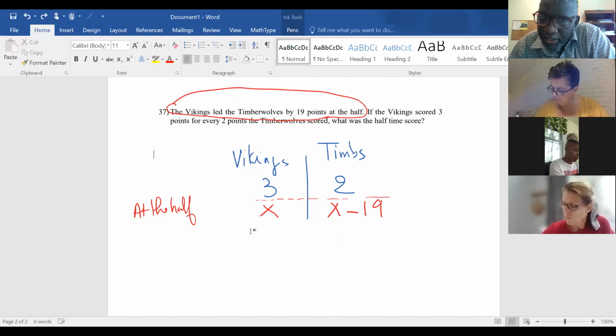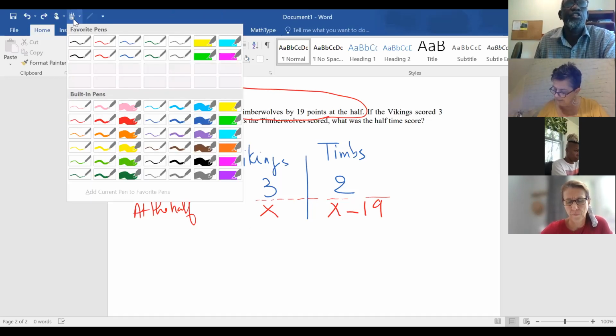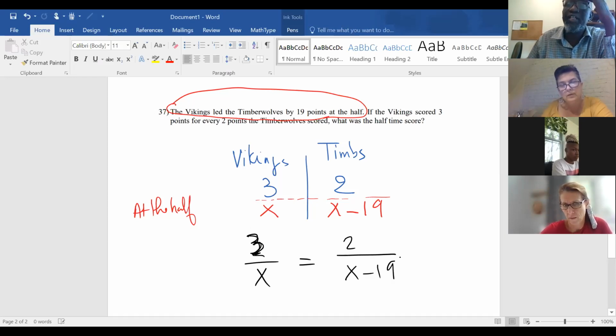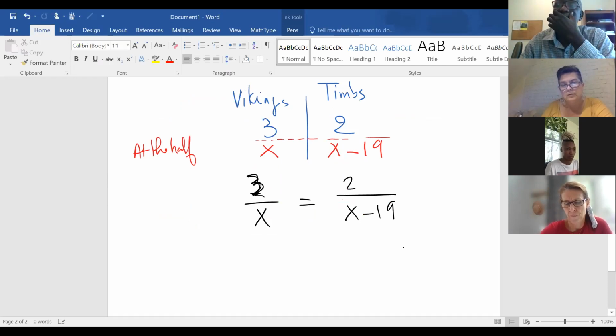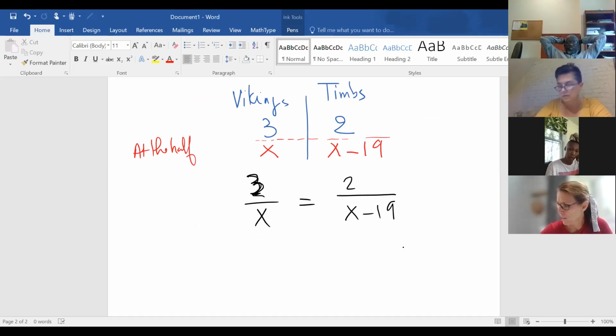You're going to have this type of proportion on the test. Basically, if you have 2 over X is equal to 3 over X, I'm sorry, is equal to 2 over X minus 19, how are you going to solve for X? Can everybody solve for X? I give you 1 minute to do it. Go ahead, cross multiply, and let me see what you get.